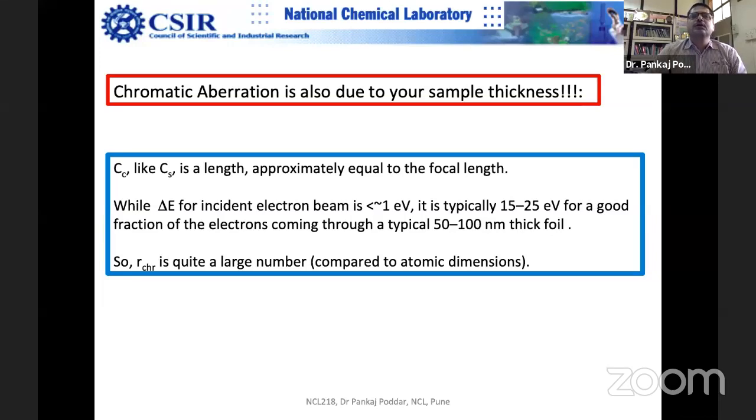No, because you may not be able to get them. There are other factors also, but even if you don't consider those, you will not be able to see the lattice fringes clearly. The primary reason is delta E, which is coming from the thermionic source. I hope you understand. If you have any question, you can unmute yourself and ask. Any question?